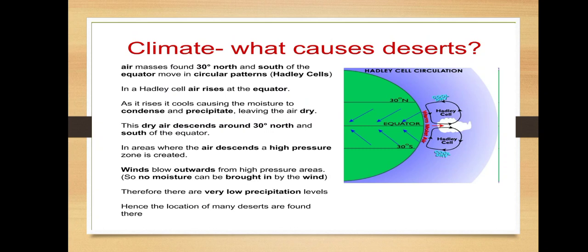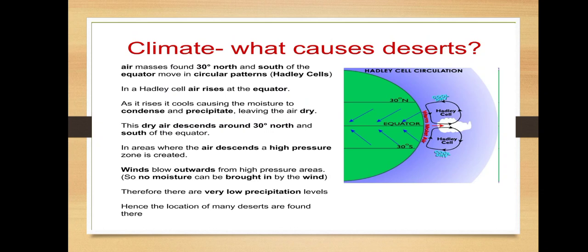So as you see, the arrow is coming from both ends pointing to the equator. So in the Hadley cell, air rises at the equator. As it rises, it cools, causing the moisture to condense and precipitate, leaving the air dry. The dry air descends around 30 degrees north and south of the equator.